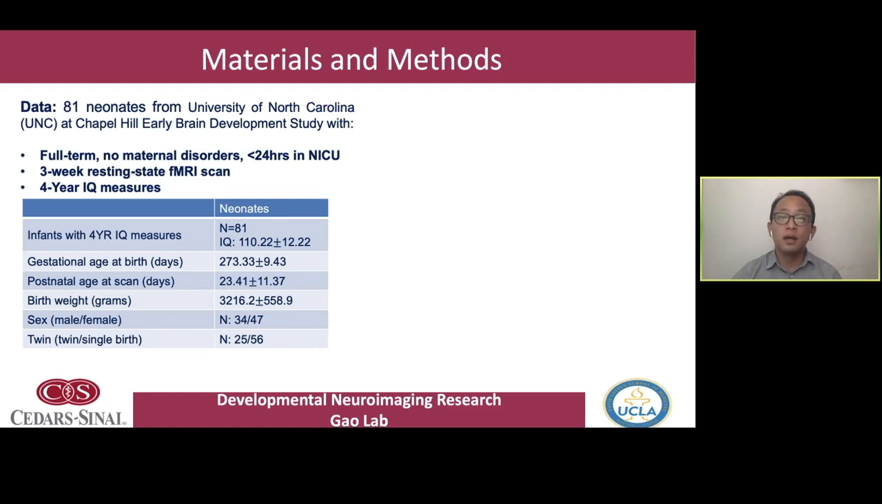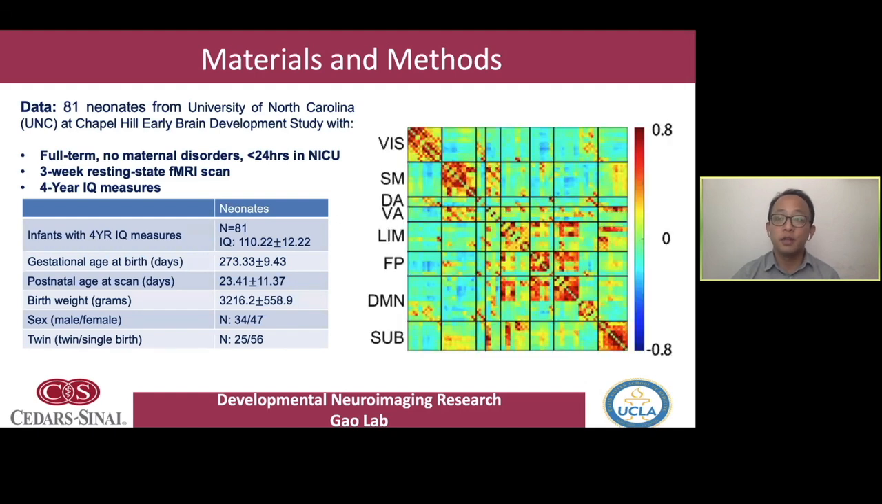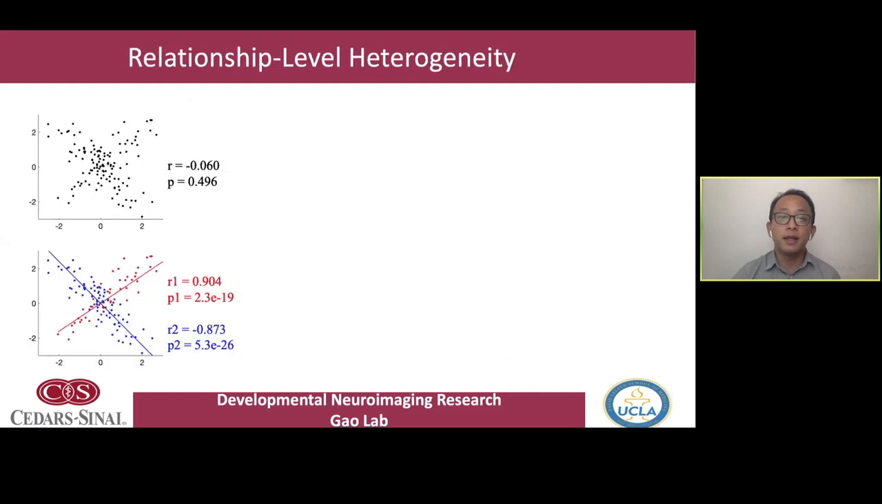After preprocessing, the AAL template in unit was used to generate the connectivity matrix. The group mean connectivity matrix here meets our expectation. The basic idea of relationship level heterogeneity is that if there are subgroups showing different relationships within one population, we can never detect them using one group fitting.